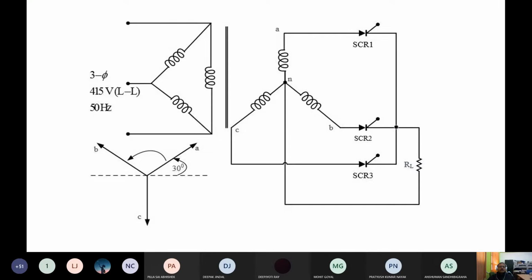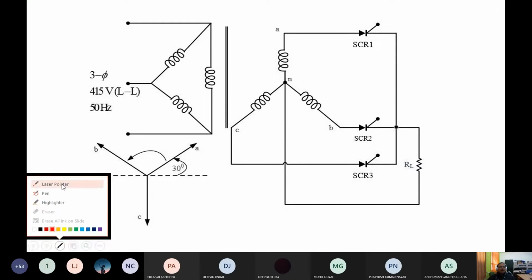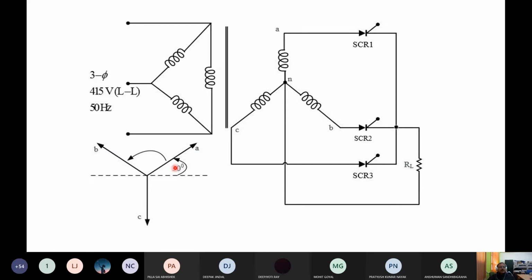So, sir, what is the 30 degree? Oh, 30 degree. From here to here, how much? 120 degrees. This is 90? 30. If line voltage will come, next we'll draw line voltage. So between line voltage and phase voltage, it is 30 degree, that you know.